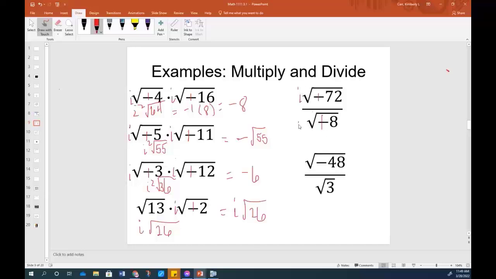Take the i out first. Since we took an i out on both of them, they do cancel. Then we can do inside to inside, the 72 divided by 8. 72 over 8 is 9, and then the square root of 9 is 3. Take my i out. 48 divided by 3, because they're both underneath, is 16. And the square root of 16 is 4. Take the i out, then do outside to outside, inside to inside.